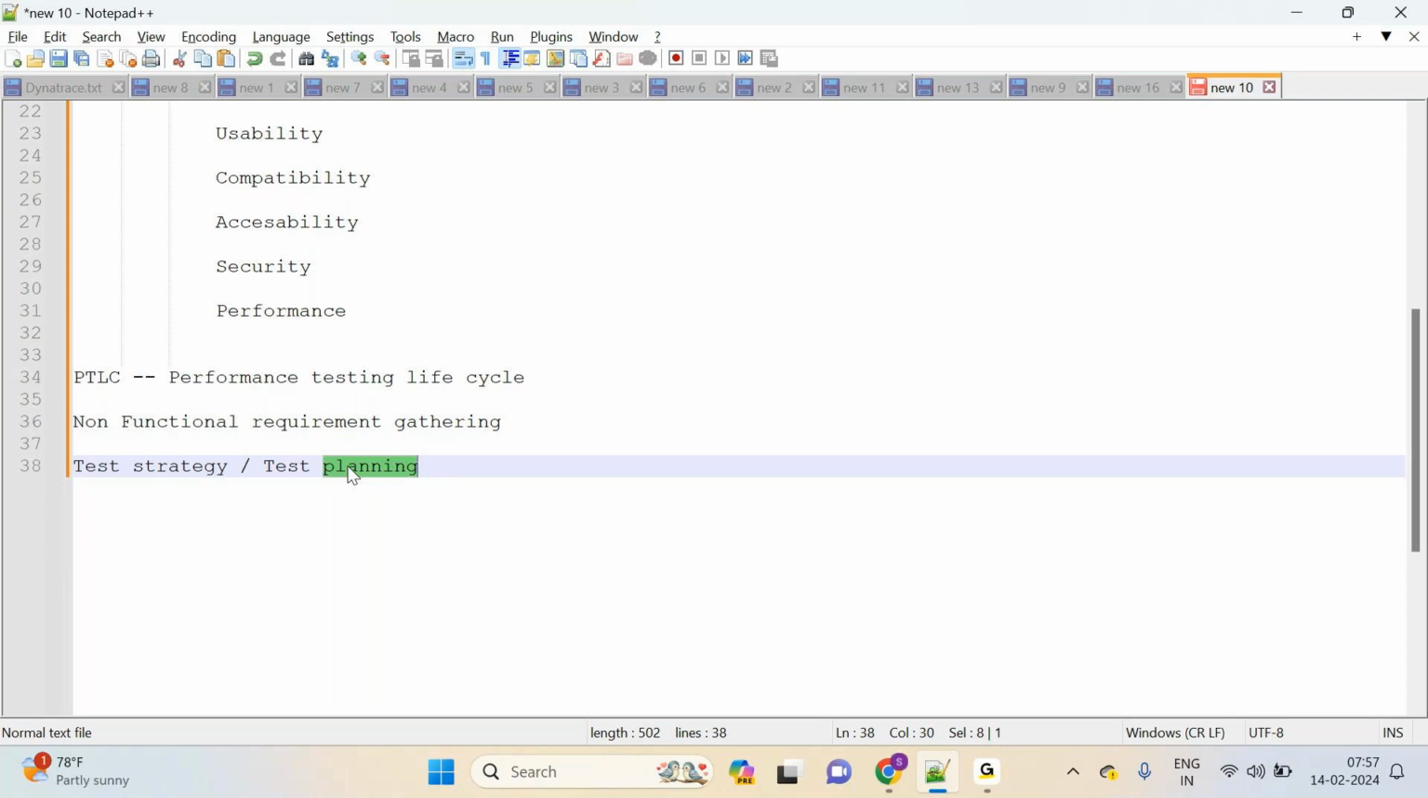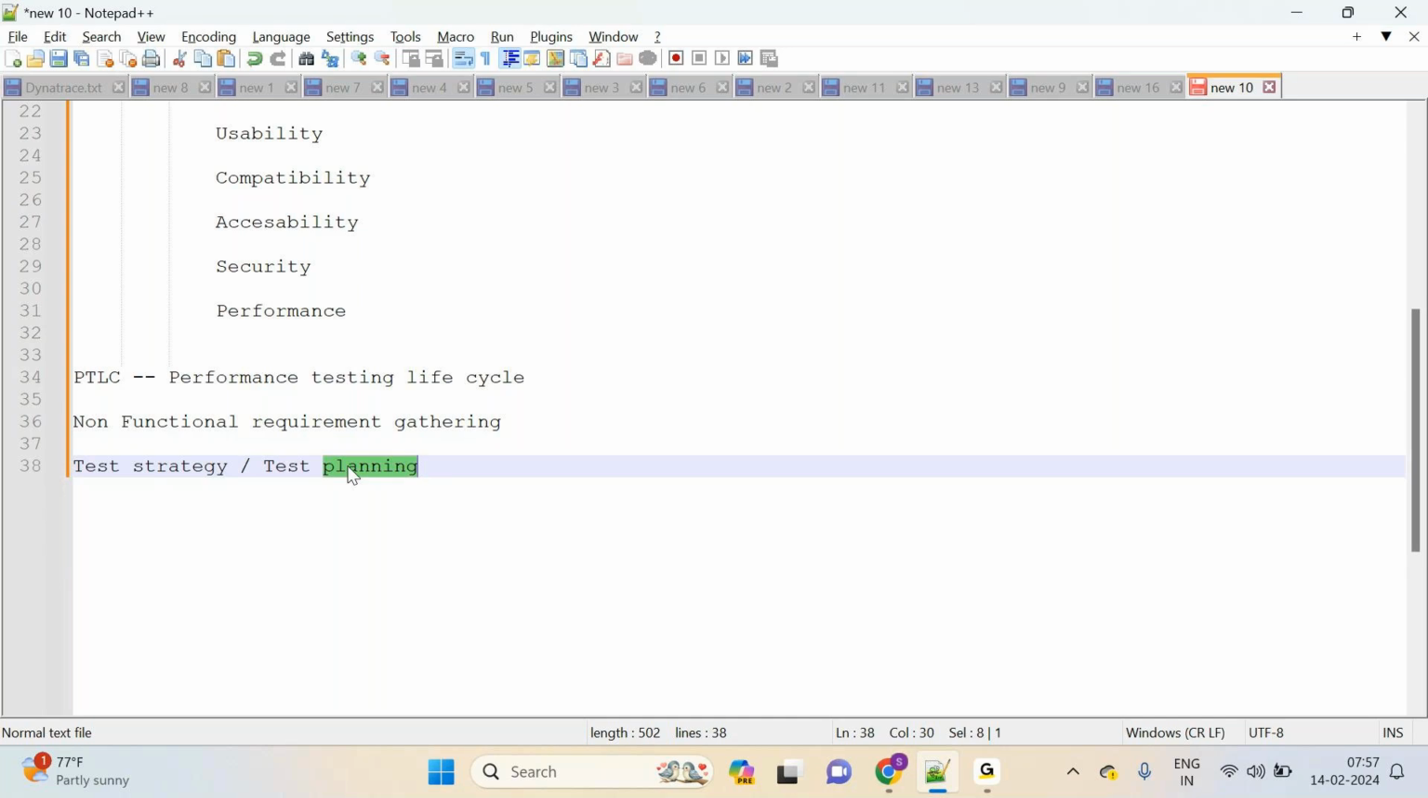And you need to share this test planning document with the customer for the review also. The customer has to review, accept, or they will provide certain review comments also. You need to update those review comments and then keep it as a proof.